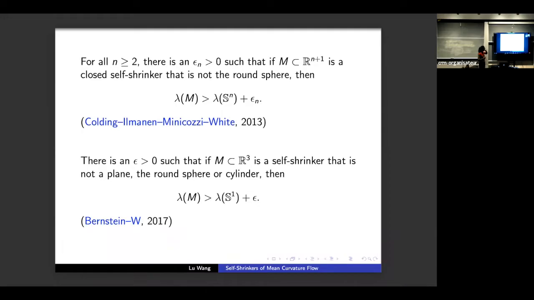So with Jacob Bernstein, we show that in this extremely low dimension, namely in R3, if one considers a self shrinker that is not a plane, round sphere or cylinder, then the entropy is bigger than the entropy of the circle plus epsilon.